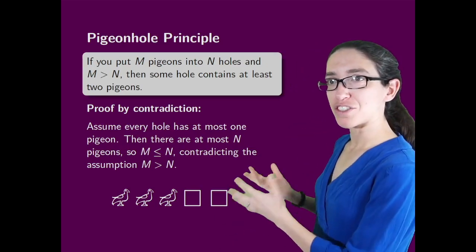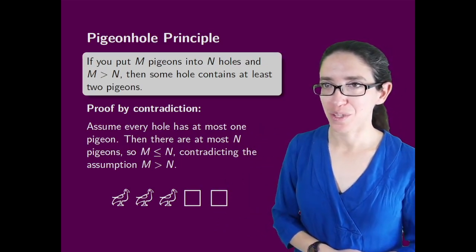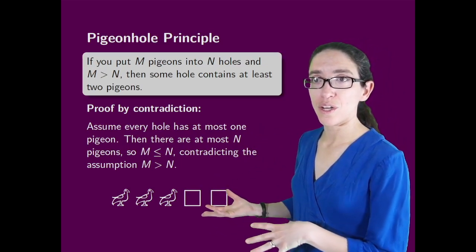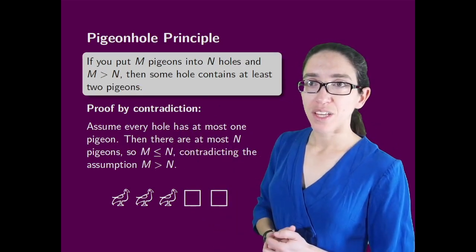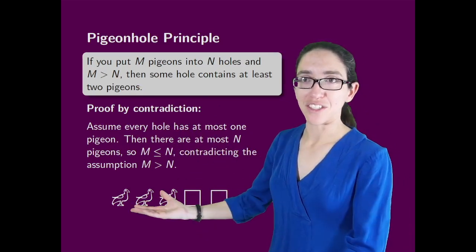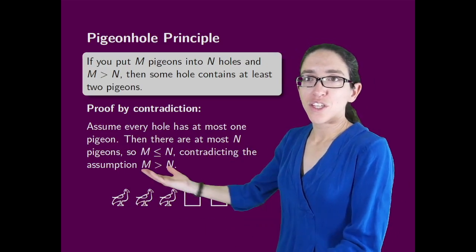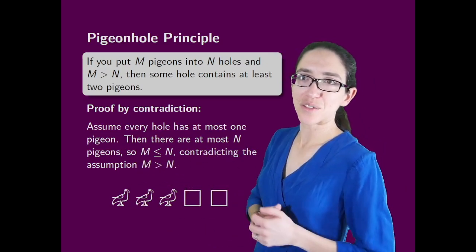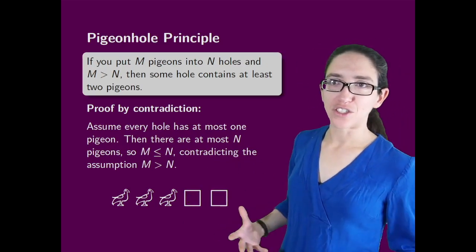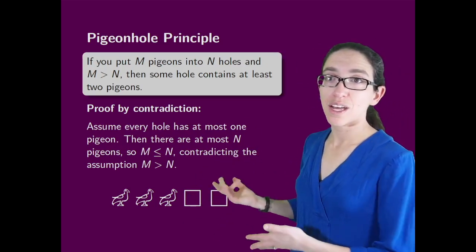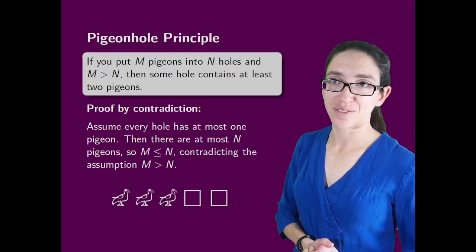So, proof by contradiction. Why is the pigeonhole principle true? Well, let's assume that it's not true. Assume that m is bigger than n, but every hole can have at most 1 pigeon. Then there's at most n pigeons, because there's n holes, so m, the number of pigeons, is less than or equal to n. That contradicts our assumption that m is bigger than n. So we get a contradiction, and actually our assumption was wrong. Some hole has to have at least 2 pigeons.